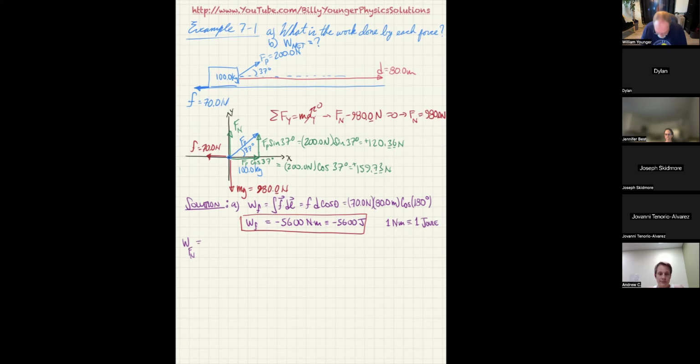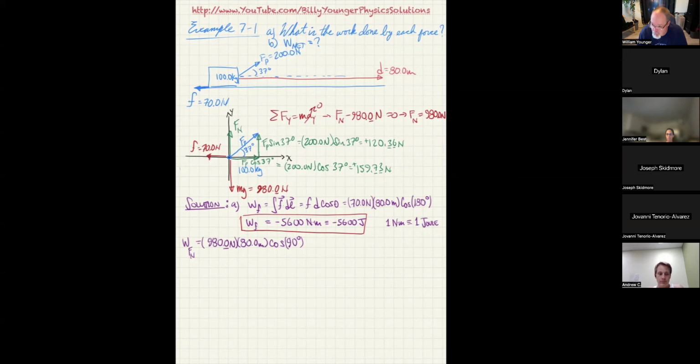So we can go ahead and do this as well. That's a constant force again, so we're just going to get a constant force times d cosine theta. In this case, it's going to be 980.0 newtons times 80.0 meters, and this time times cosine 90 degrees.